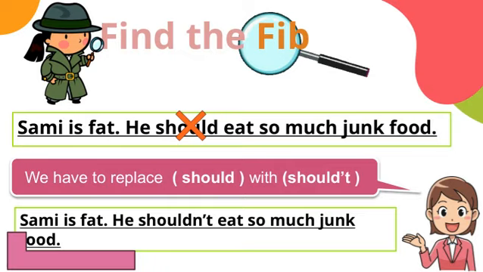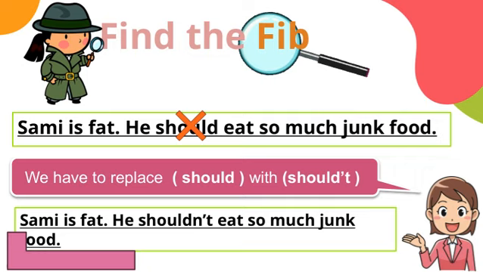All right, let's look at this slide. So originally it says Sami is fat. He shouldn't eat so much junk food. But we need to change that should to shouldn't, which gives us Sami is fat. He shouldn't eat so much junk food. This change is important because it flips the meaning. Instead of implying that Sami needs to eat more junk food, it suggests he should actually eat less. It highlights how small word changes can completely alter the message.